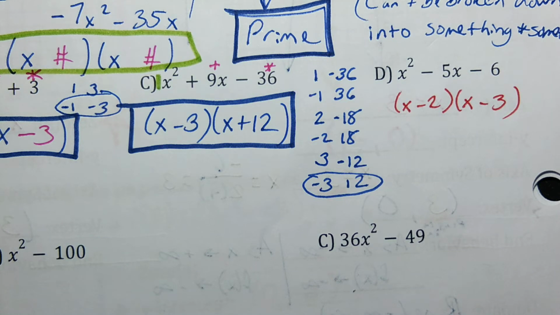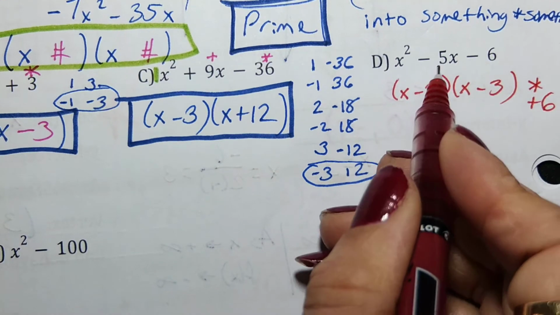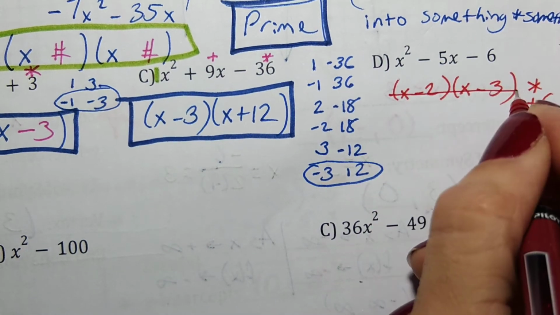Because it'll just make this 6 positive. Perfect. So this gives us a product of positive 6, even though it does give us a sum of negative 5. This is why it's important that we always check the product number first, and then we check the sum number, because the two numbers have to satisfy both.